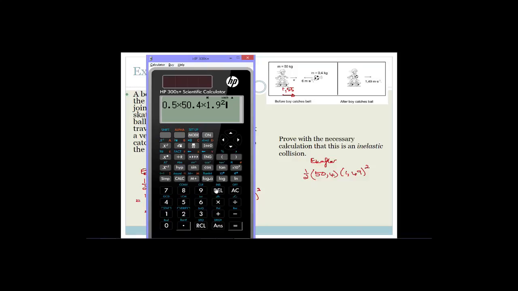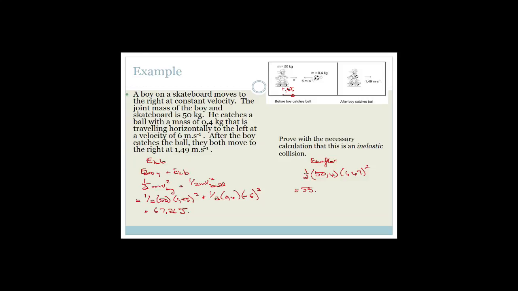Oh, sorry. 1.49 squared equals, and that's 55.95. So that equals 55.95 joules. So therefore, we can say that it's pretty obvious that this is not an elastic collision because kinetic energy has not been conserved, they're not the same.